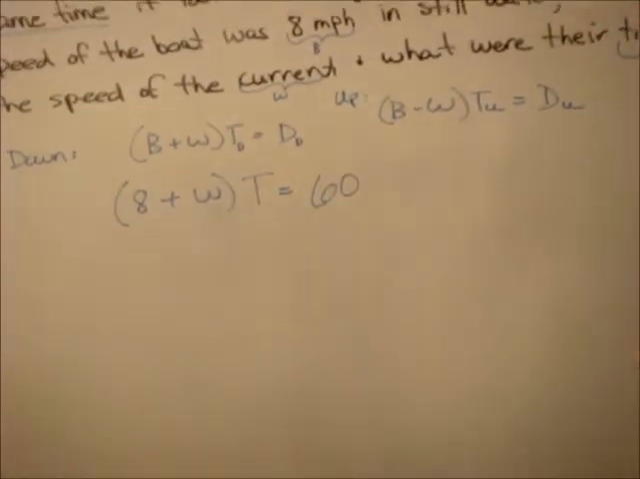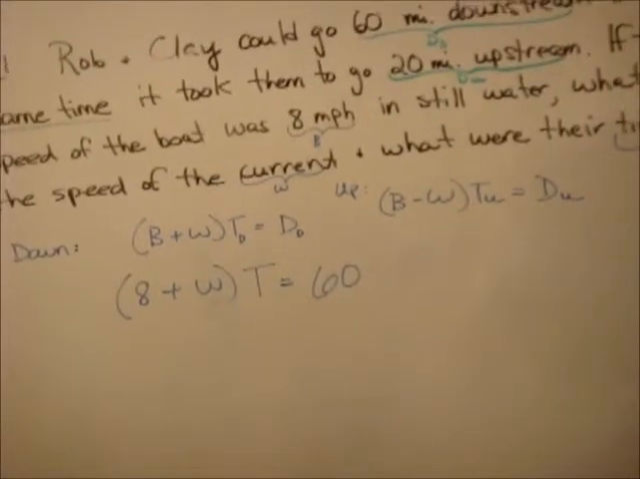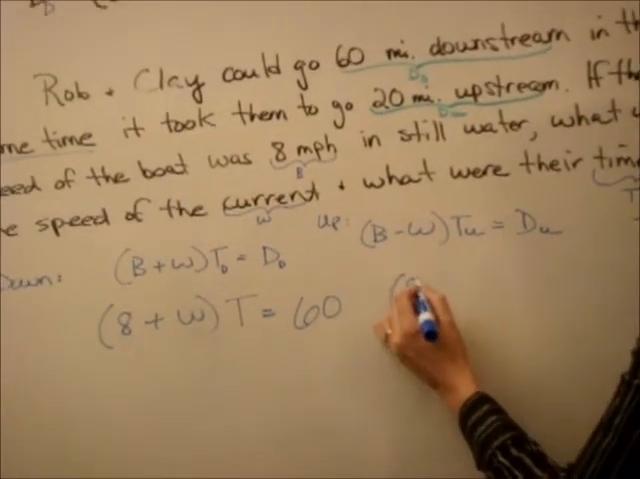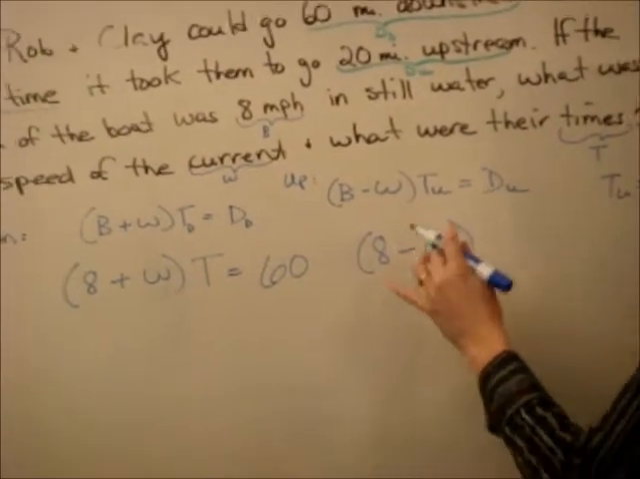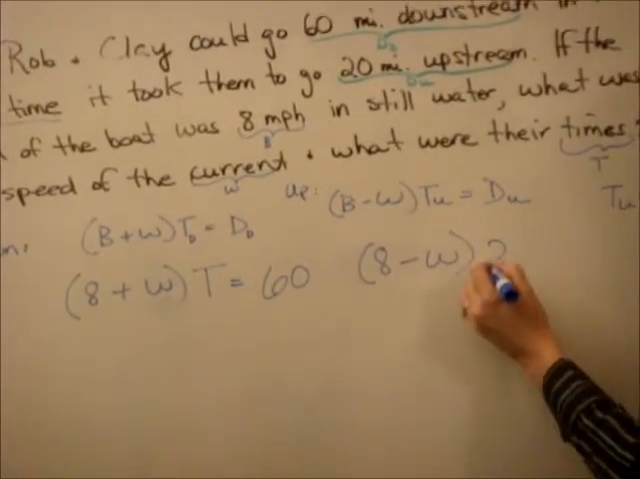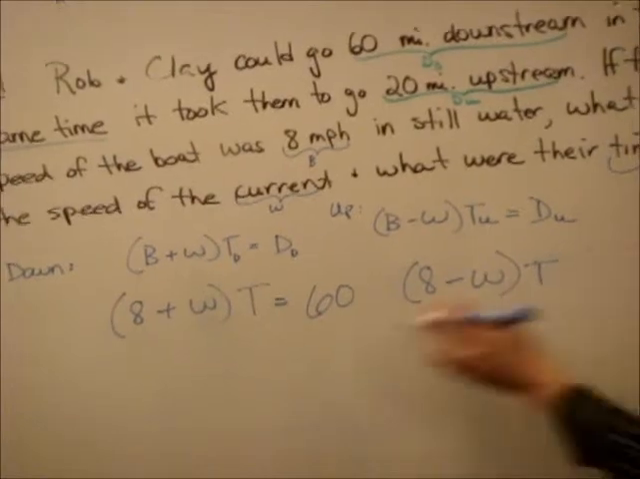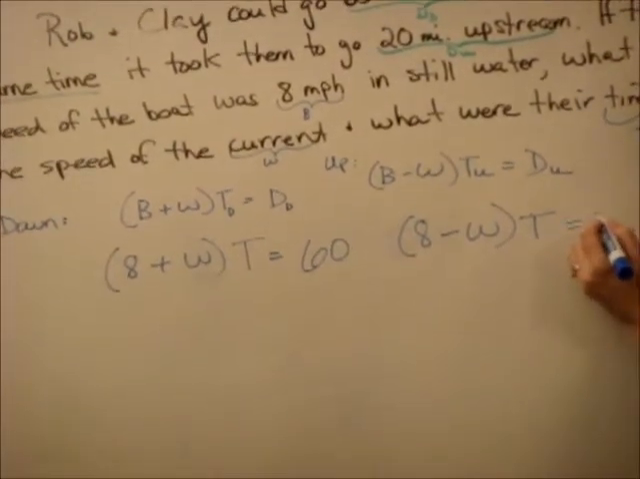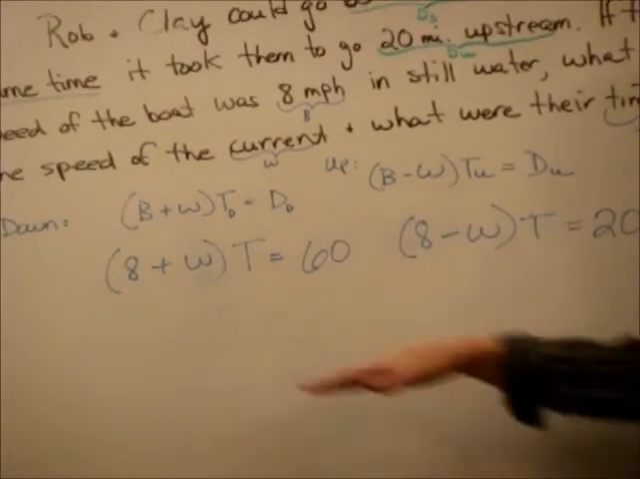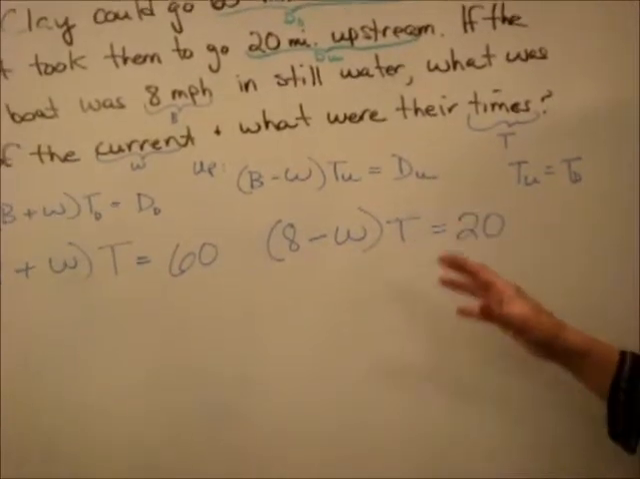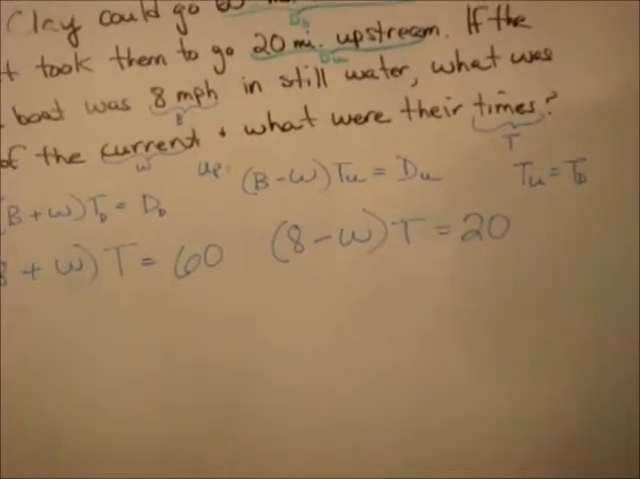These are actually really simple because you don't have to think much, you just have to plug the numbers in. The boat speed is 8, minus the current we don't know. The time upstream is, oops, the time upstream is T. It's the same as the one downstream, so we're just going to use a T, equals 20. So now we have two equations with two unknowns, and we just need to solve them simultaneously using elimination.